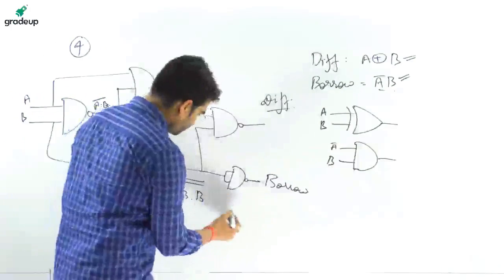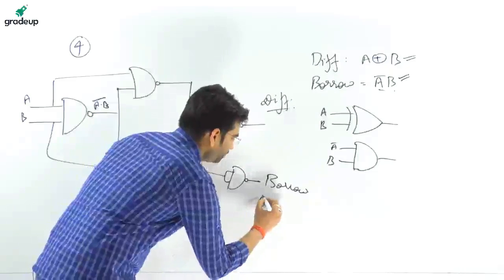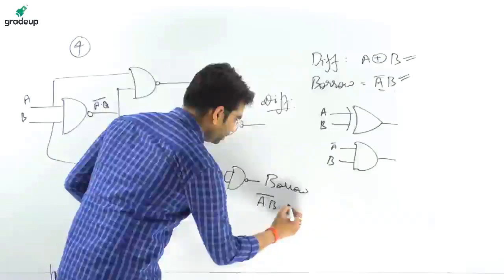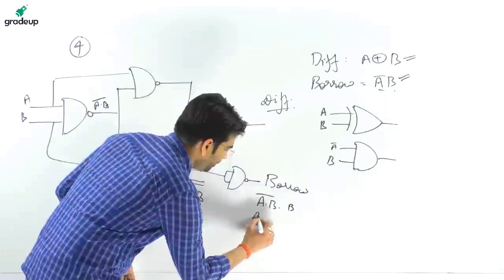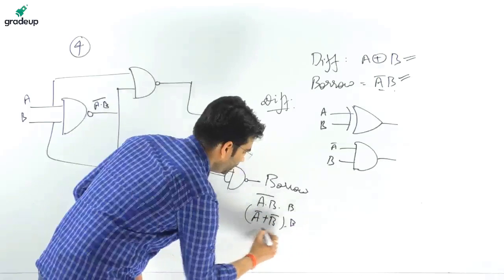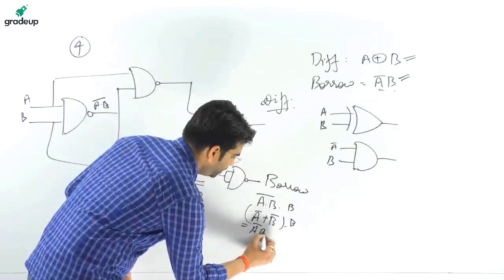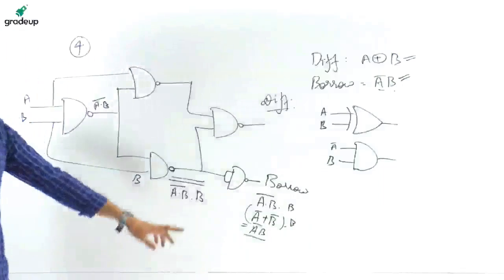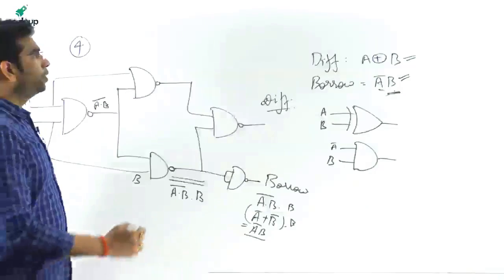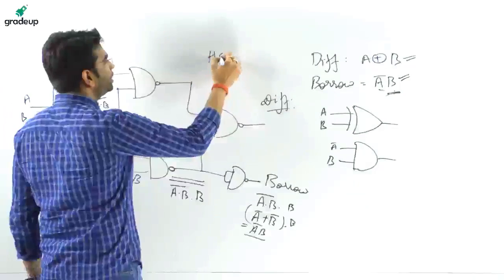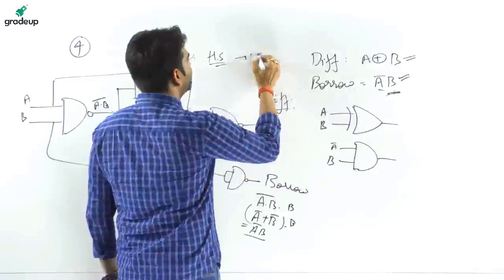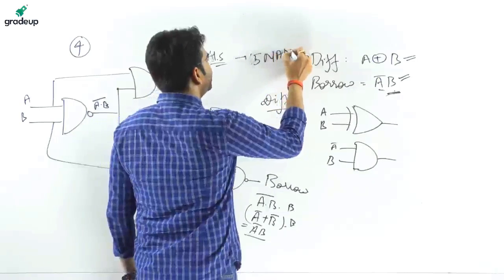Okay, यहाँ तक पहुँचते पहुँचते it will be like this. So A dot B bar dot B, it will be A bar plus B bar dot B. You are going to get A bar B. Is this the same as the borrow we are getting here? Yes. So for difference half subtractor, we are going to have 5 NAND gates. Okay, 5 NAND gates.